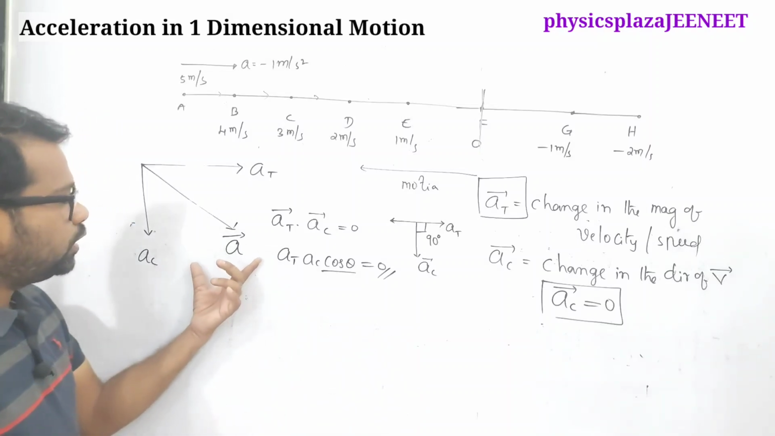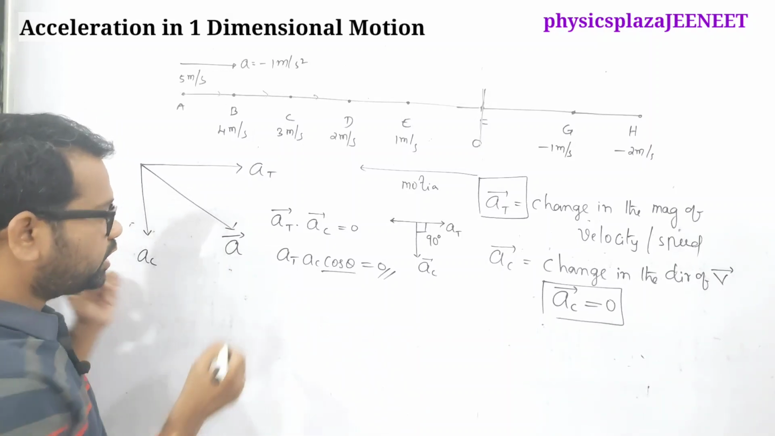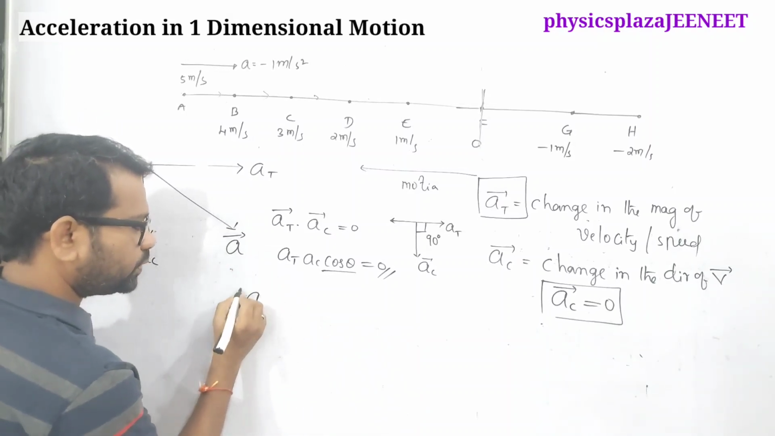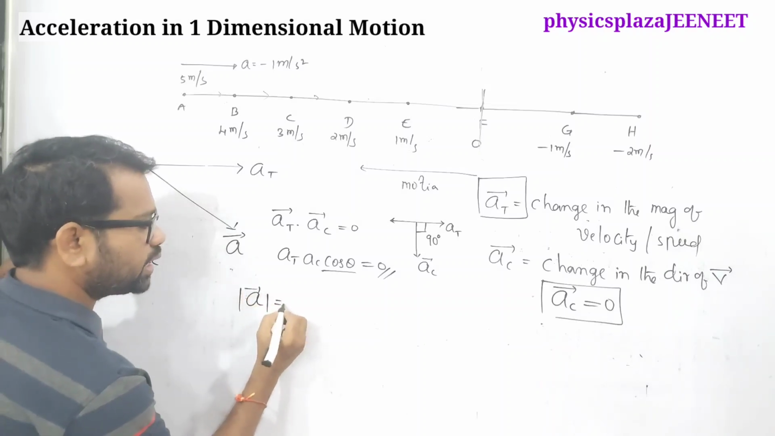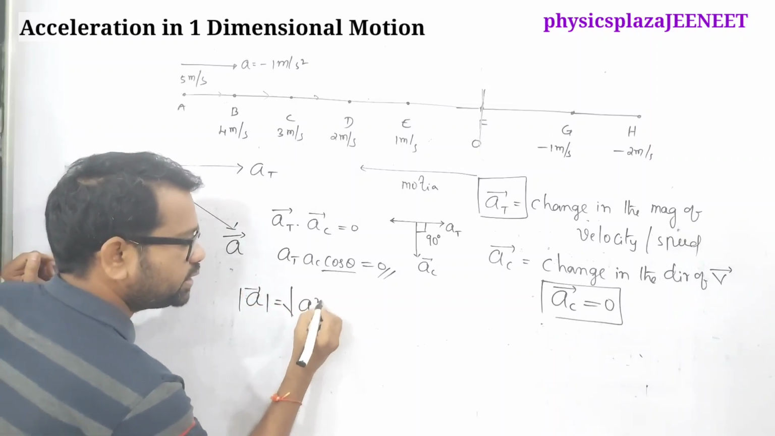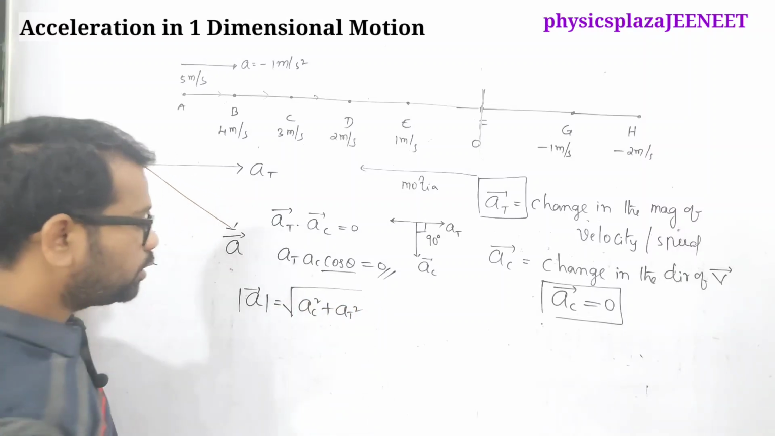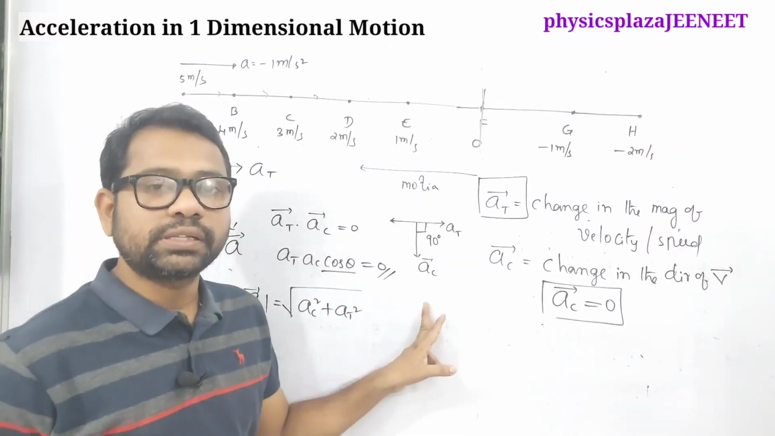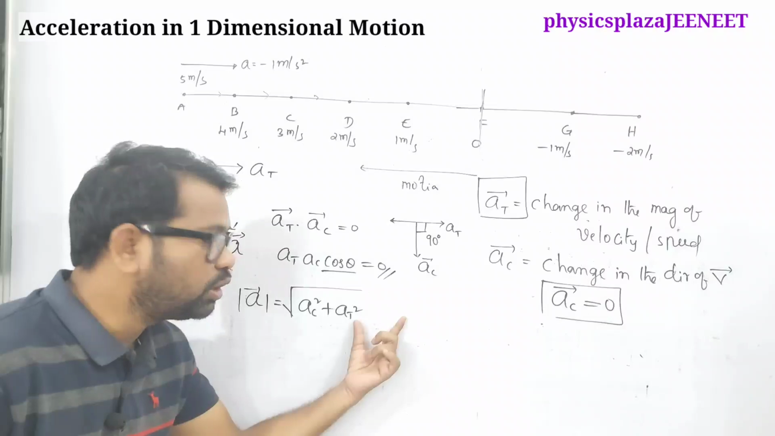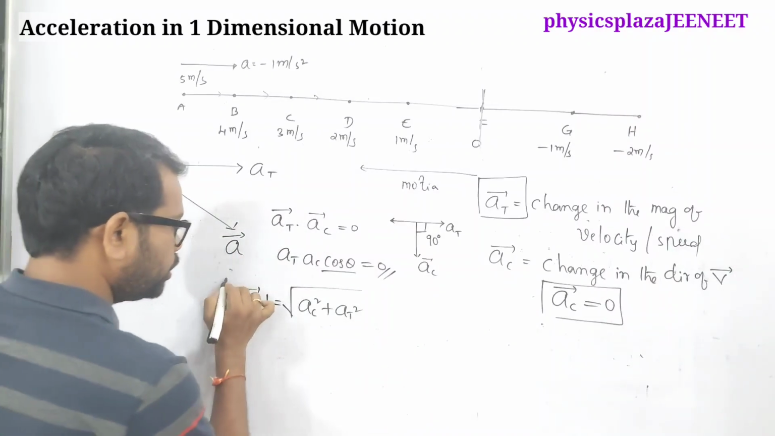So here, as per the parallelogram law of vector addition, children, you can write the magnitude of the acceleration as the square root of AC square plus AT square. You may get one doubt, sir, what about plus 2 AC AT cos theta? Theta is 90 degrees, so the third term is going to be 0. So this is how you can calculate.